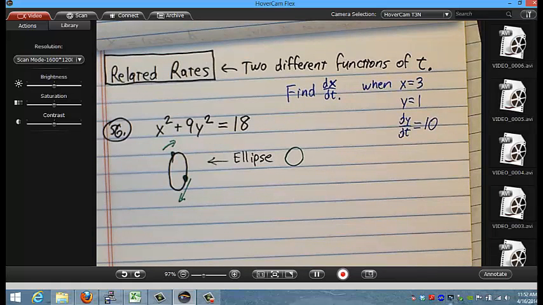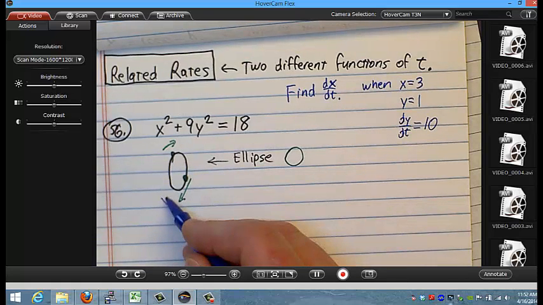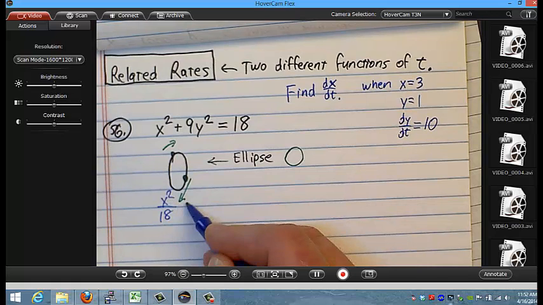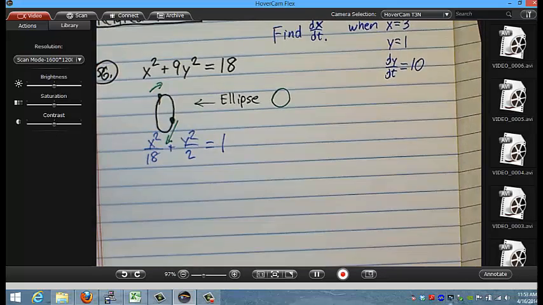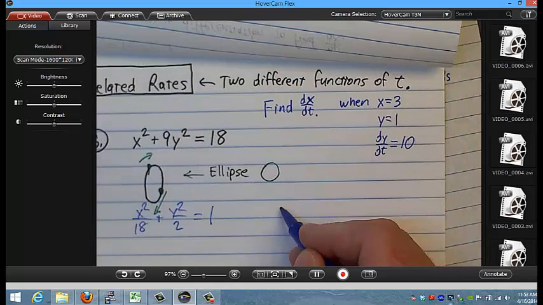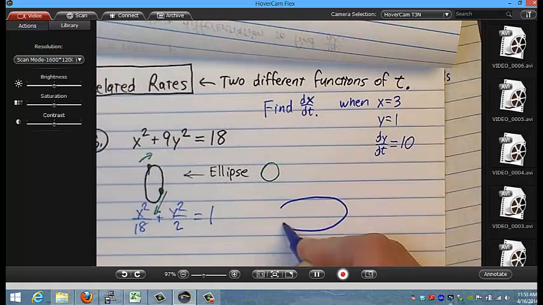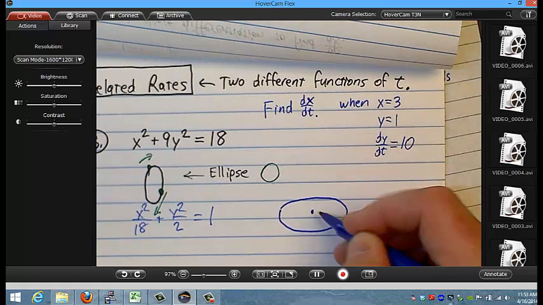Did I make that mistake? I sure did. Yeah, if I divide by 18, this is my picture then. It's an ellipse, but it's the wrong way, guys. The picture's this. That's better. Okay, so here's the origin, 0, 0.